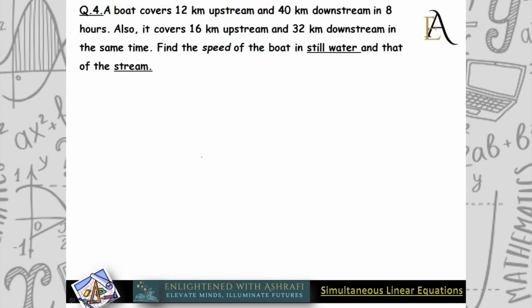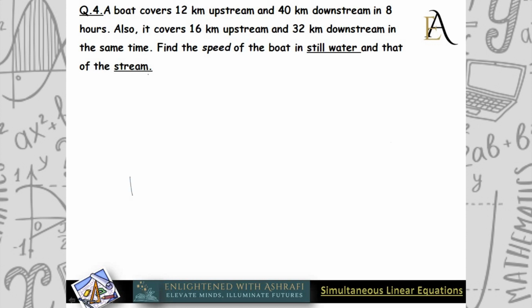The next question. A boat covers 12 kilometers upstream and 40 kilometers downstream in 8 hours. Also, it covers 16 kilometers upstream and 32 kilometers downstream in the same time. Find the speed of the boat in still water and that of the stream. So you have to find out the speed of the boat in still water and that of the stream.